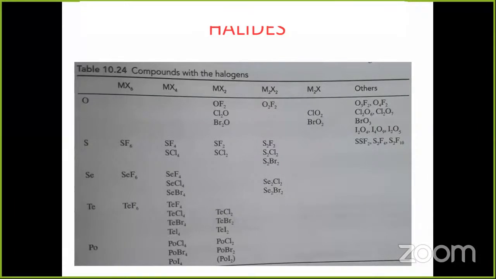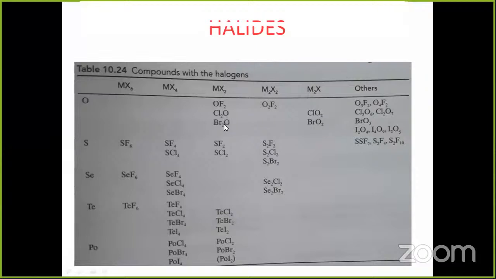Same way here also, you see, four types of halides are produced: hexahalides, tetrahalides, dihalides, and monohalides. Due to the unavailability of d orbitals, oxygen forms only dihalides and monohalides.